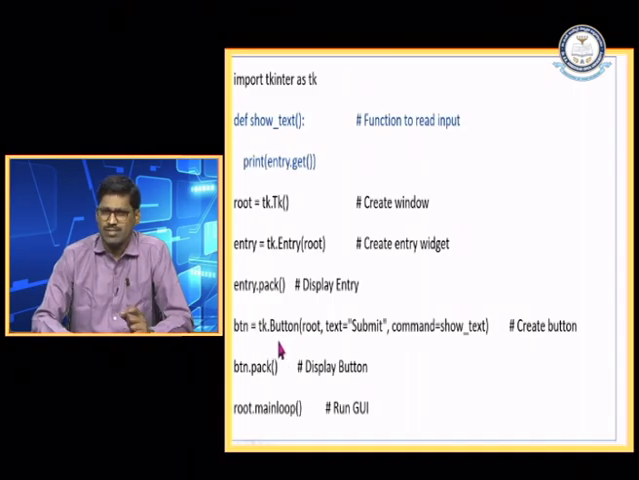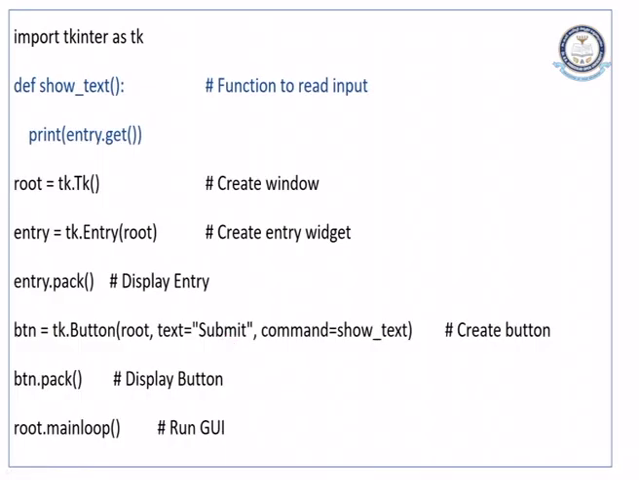Then in the same example, I want to create one more button also. btn is the object name, and we already covered how to create a button. Same code I am writing here: tk.Button(root, and in this example the display text is submit. I want to display the text on the button, the text is submit. Now command equals show_text.